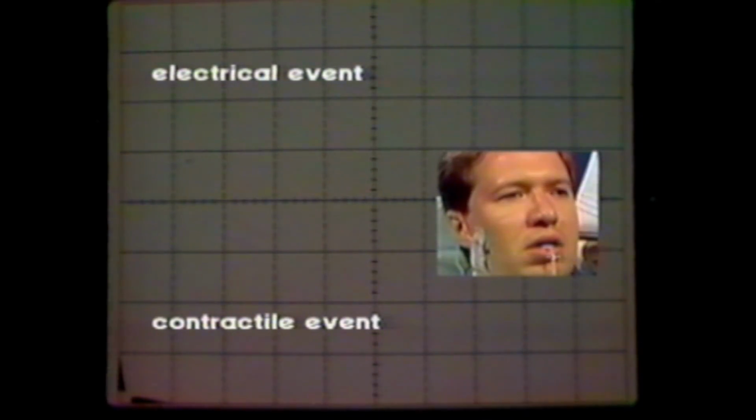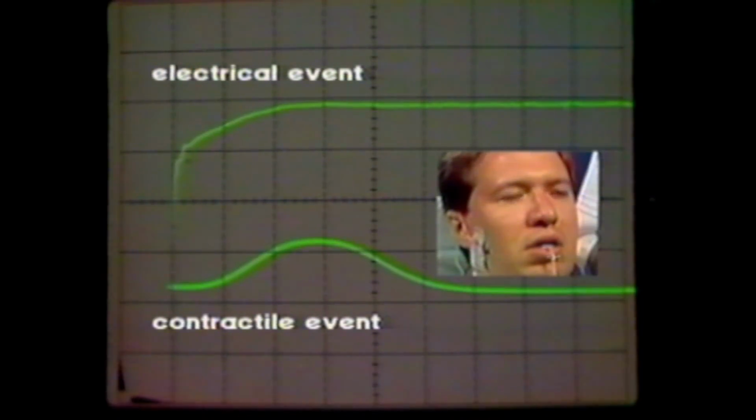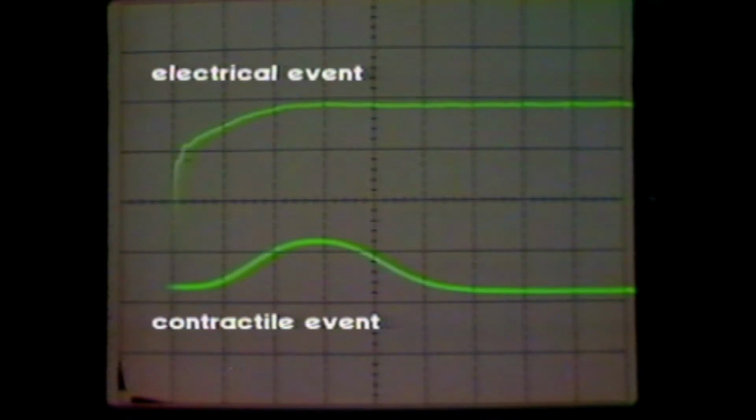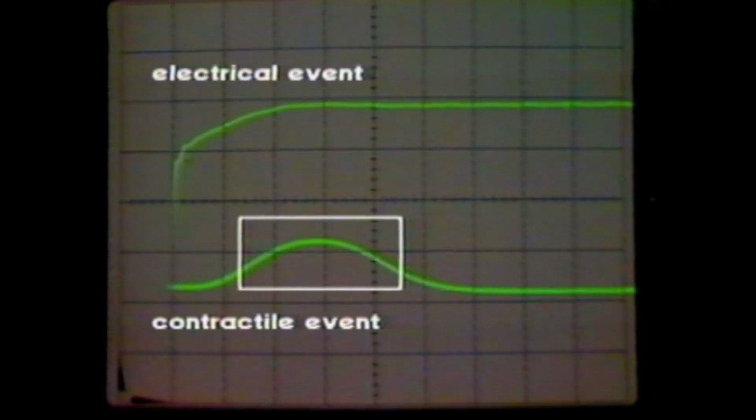A single submaximal square wave electrical stimulus, approximately equal to 0.5 milliseconds duration and 20 volts, is applied to produce a twitch contraction of the masseter muscle. Electrical activity in the muscle will precede the mechanical contractile event as seen in the lower trace.